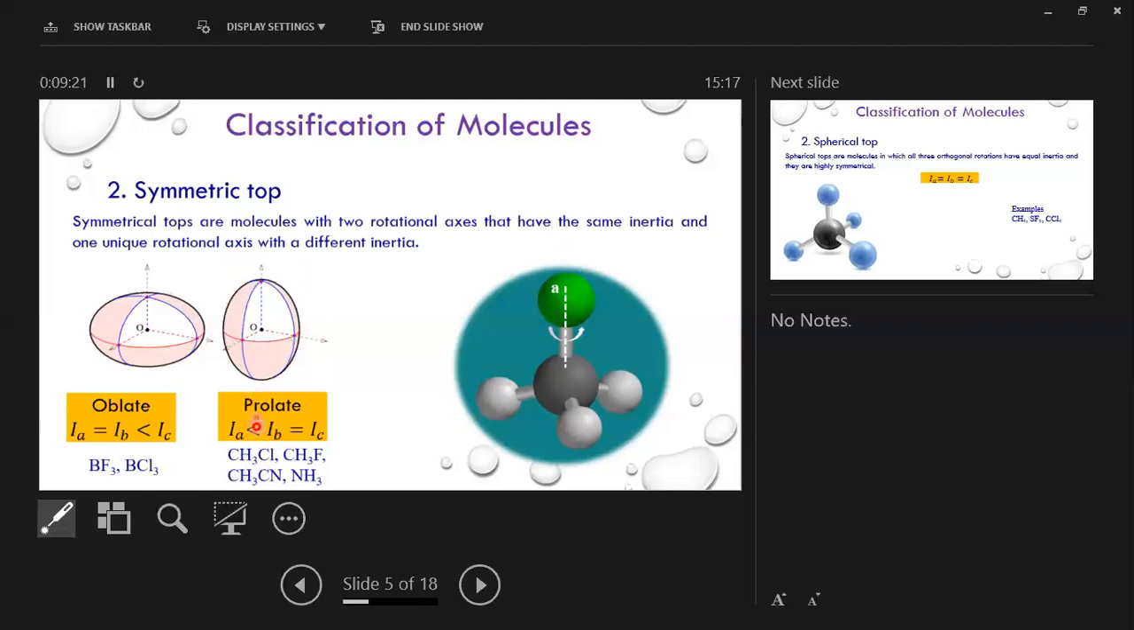And the most common examples are CH3Cl, CH3F, CH3CN, NH3, etc. These are basically prolate structure molecules, symmetric top molecules.